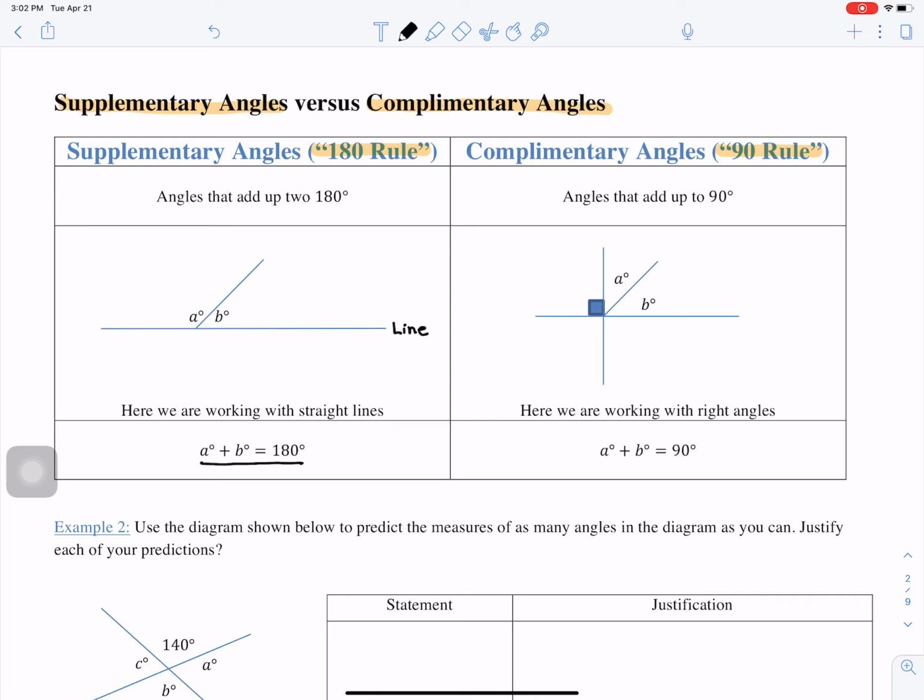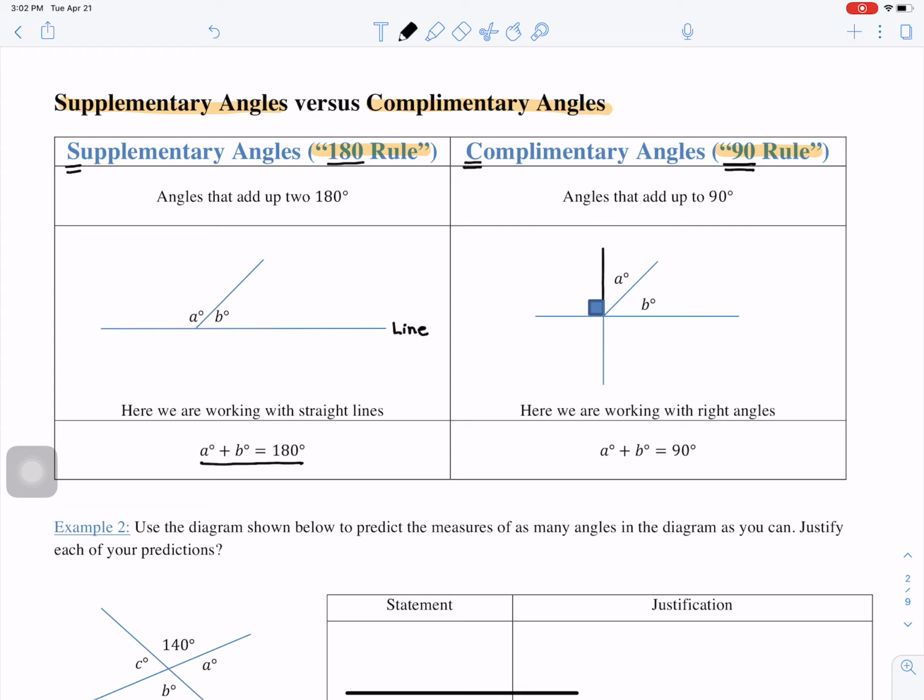Now, complementary angles, we know that that has to be 90 degrees. One way you can help yourself remember that is C comes in the alphabet before S, and 90 degrees is a smaller number compared to 180. So when you think of C, you need to think of the smaller number. So complementary means 90 degrees, supplementary means 180 degrees. So complementary angles are angles that add up to 90 degrees.